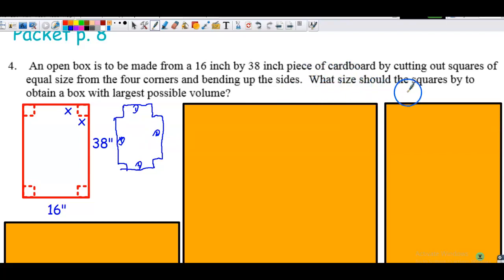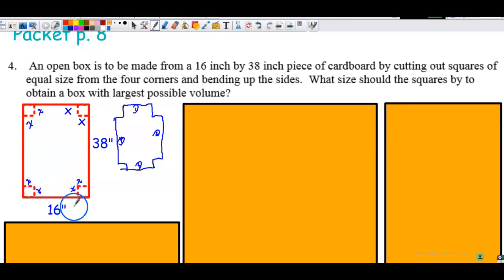So the question is, what size cut should you make? How big should your squares be to maximize the volume of the box? So the size we're going to cut, I'm letting be x. I don't know what size square I want to cut. So this is x by x. And this is going to be x, and this is going to be x, and this is going to be x, and you get the idea.